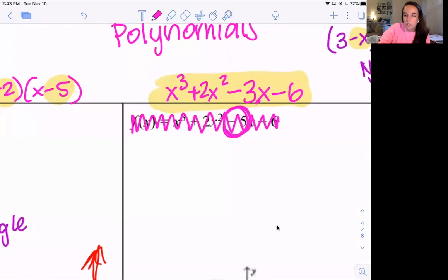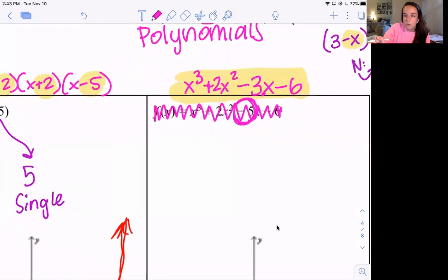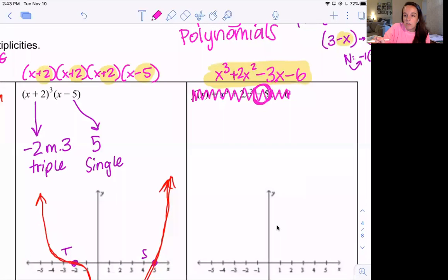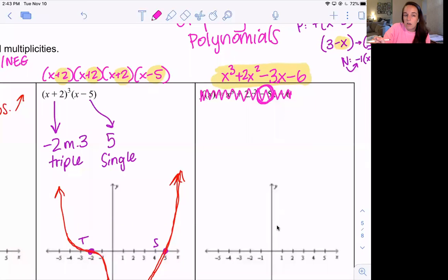Oh, we did have a question. If it's a double root, it wouldn't be the same thing, you'd just do it twice. So if this was a double root and there were 2 of them, you would just do 2 times 2 times −5 rather than times the third one. So it would be 2 times 2 times −5. Does that answer your question?